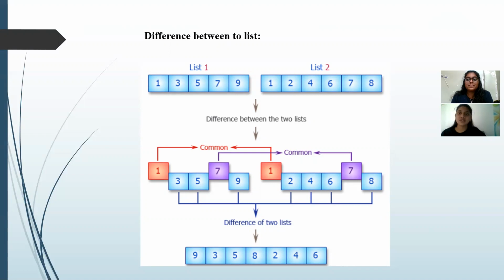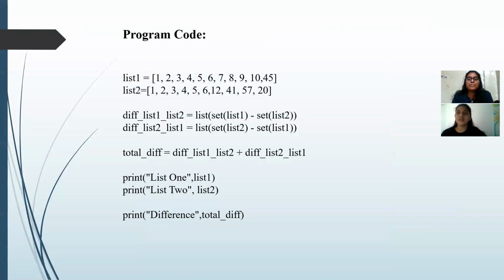So now, as you all have seen the diagrammatic representation, now we will go further to our coding part, where we have shown the difference of two lists with the help of coding. So as you can see, there are two lists, namely list 1 and list 2. As you can see, there are some common elements between the two lists and also different elements between the two lists. So first, we have separated out the common elements from the two lists by giving difference list 1 of list 2. Like, you can consider it as difference of list 1 from list 2.